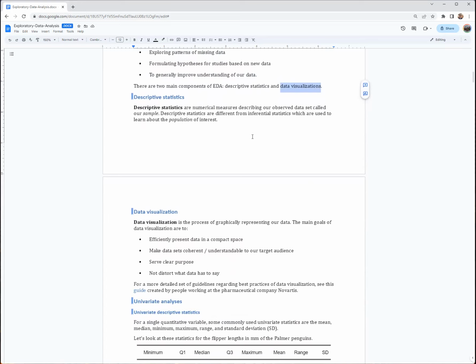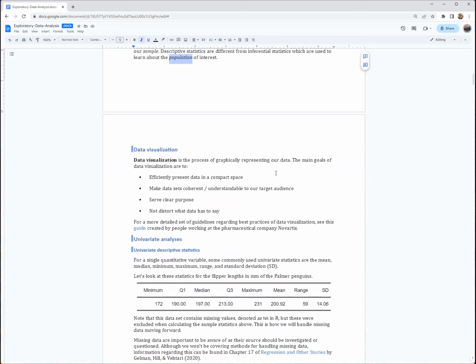Descriptive statistics are things we calculate about our observed data set, which in statistics we call the sample. This is analogous to inferential statistics, which are calculated for a population, where typically we don't have data on the whole population that we're interested in, just a sample of data.